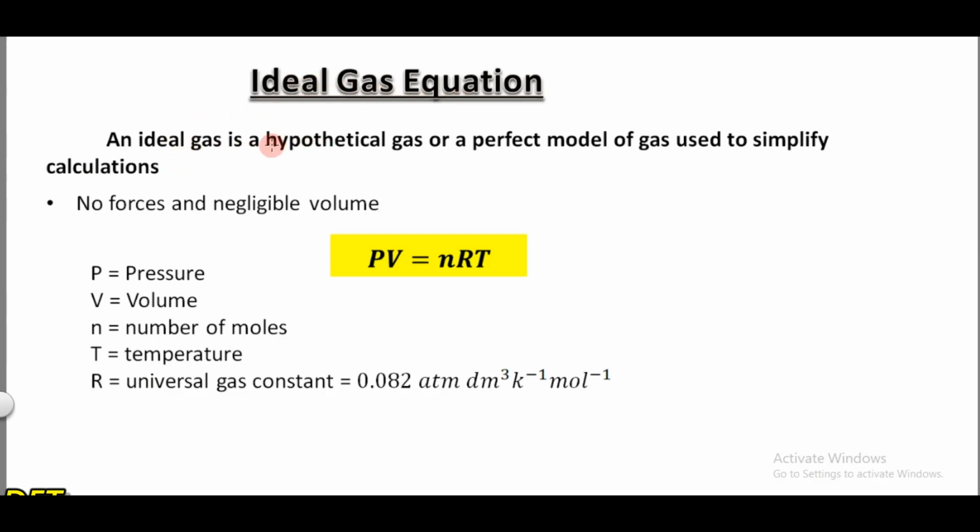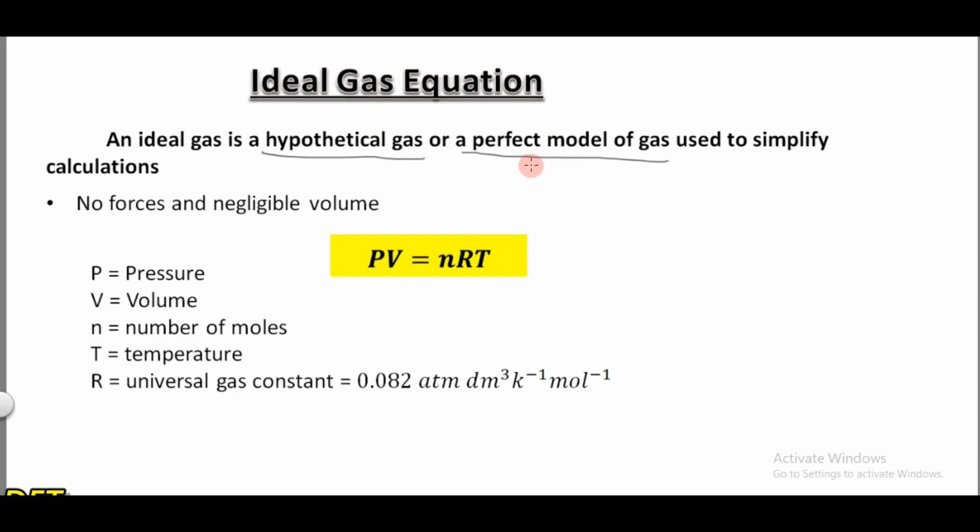An ideal gas is a hypothetical gas. When you say something is hypothetical, it means that the thing is not real, right? So, an ideal gas is a hypothetical gas or a perfect model of gas. The word ideal simply means something is very perfect, and you know the world is far from perfect. There is nothing that behaves perfectly. So an ideal gas again is a hypothetical gas or a perfect model of gas used to simplify calculations.